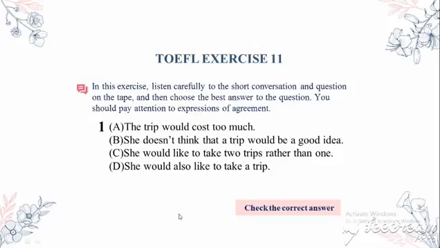After hearing the audio, what's the correct answer here? The correct answer is D. She would also like to take a trip. We know that the question is, what does the woman mean? In the audio, we heard the man say, I'd like to take a trip down the coast this weekend, and the woman said, me too. Me too here is agreement with a positive statement. It means that the woman agrees with the man. So, the correct answer is D.